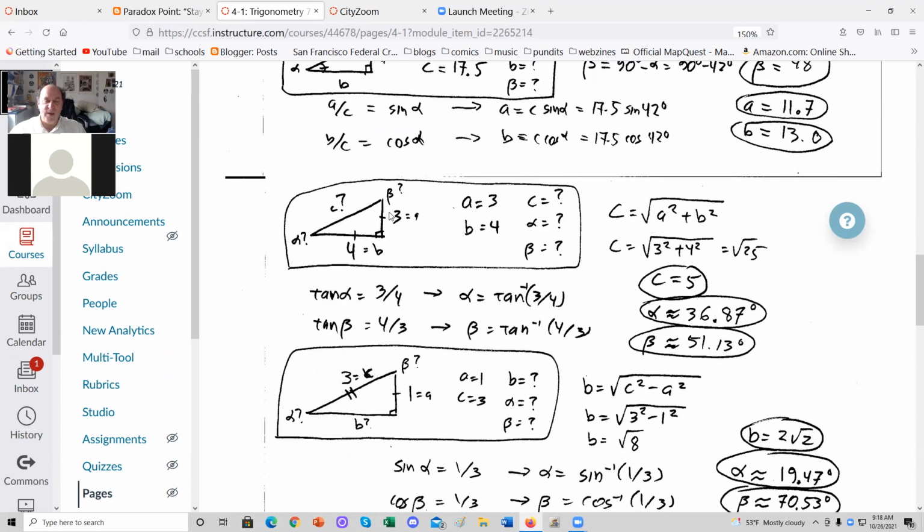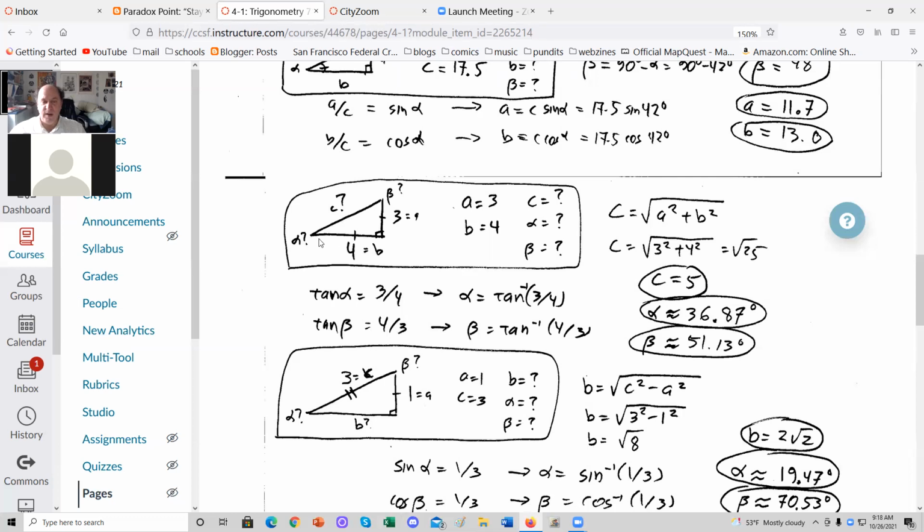Now here we have two sides, 3 and 4. What are the two angles? What's the hypotenuse? Okay, for this one, it's quite easy. This is the Pythagorean theorem. C equals root a squared plus b squared, root 3 squared plus 4 squared, root 25, c equals 5.